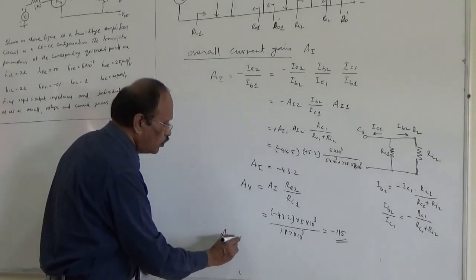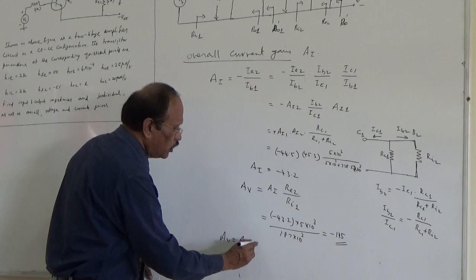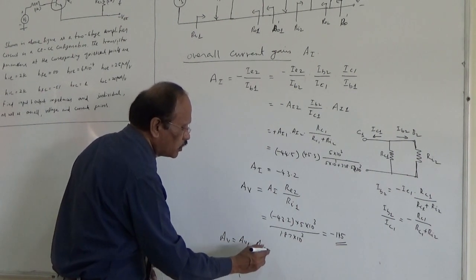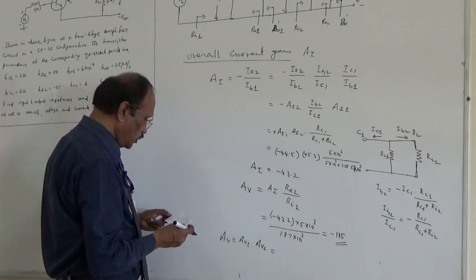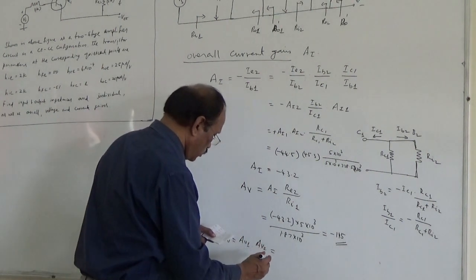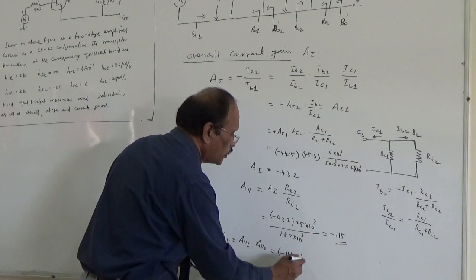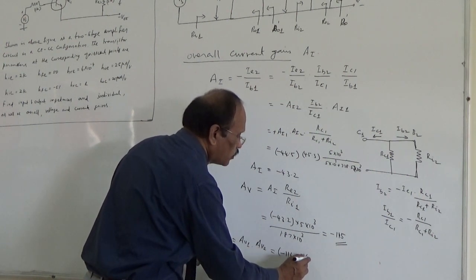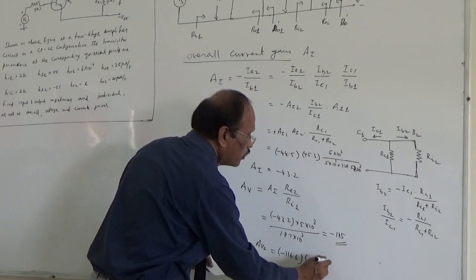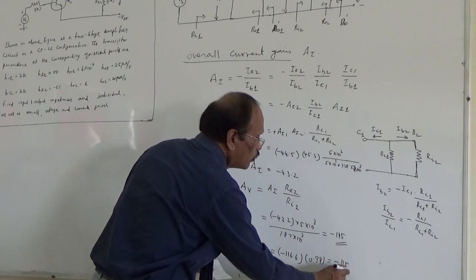So the same value we will get from AV is equal to AV1 into AV2, the individual voltage gains. If you multiply, AV1 is minus 116.6 into the second, 0.99. You will get again minus 115.